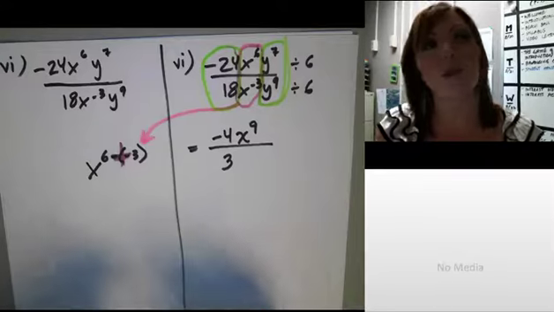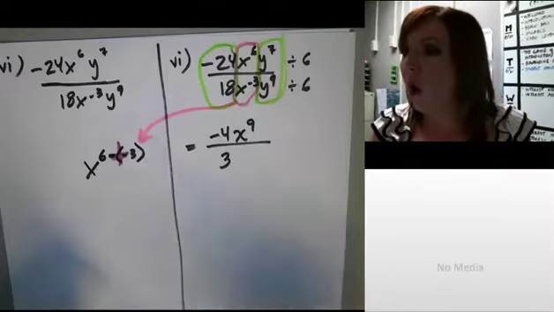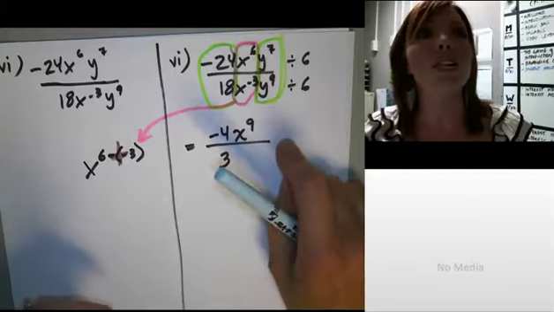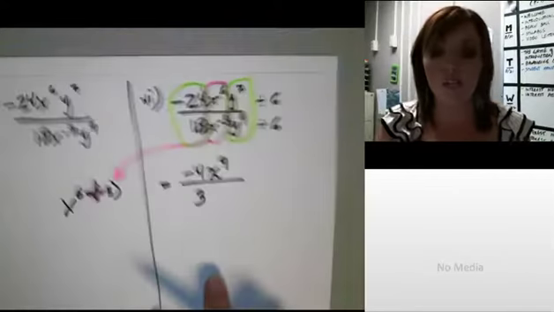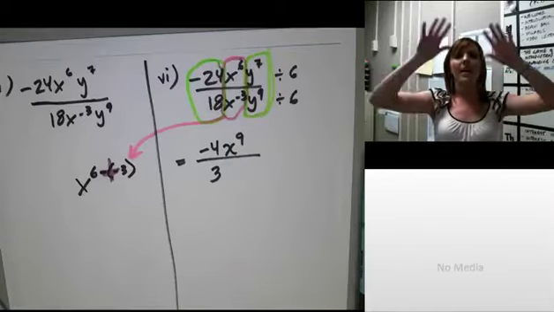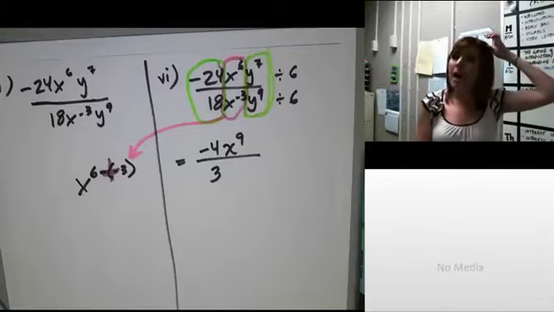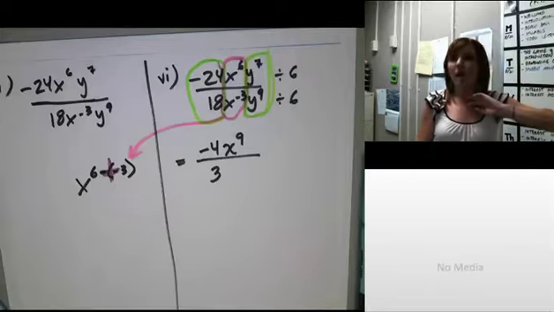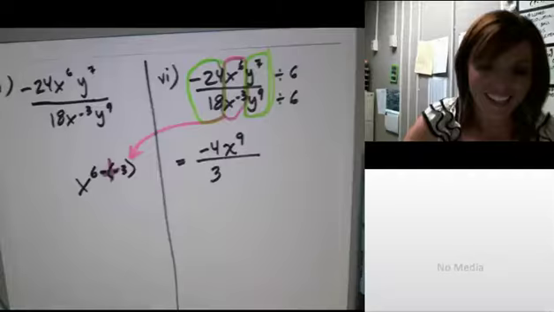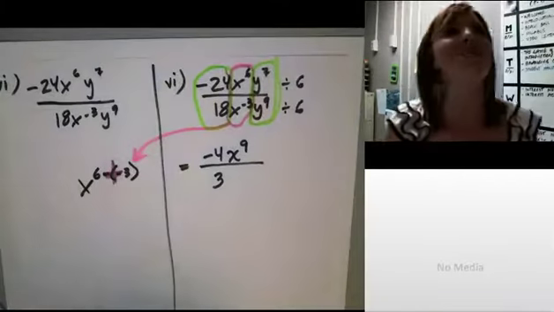y to the 7th over y to the 9th. That's a subtraction, so that comes out to, everybody show me on your fingers, 7 minus 9. Positive is up this way, negative is this way. If you have 7 minus 9, that comes out to what? So a lot of people are going like this. Good, okay. 7 minus 9, that's negative 2, so we have y to the negative 2nd power.